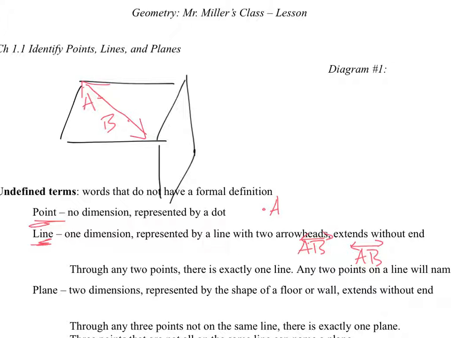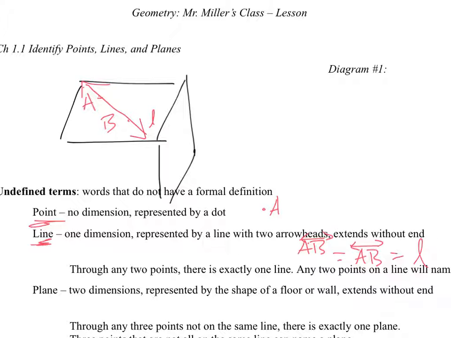And then another way we can label a line is with a lowercase letter. So I might label this line with a lowercase L. Here we have these 2 points, and we can say that these equal line L. And then my note on the bottom: through any 2 points there's exactly one line, so any 2 points make a line, and that'll name the line. And so I could put 2 points anywhere on this graph, and I could make a line.